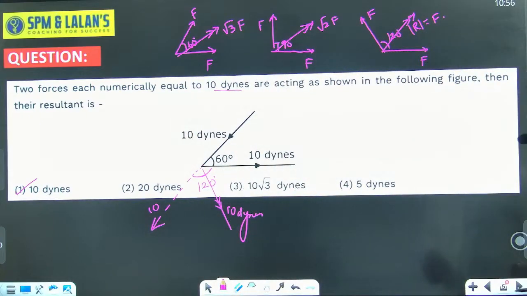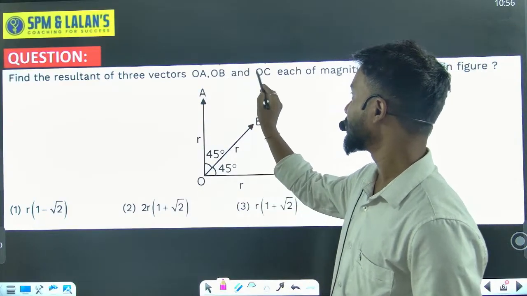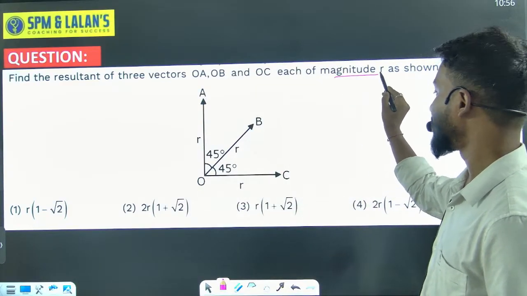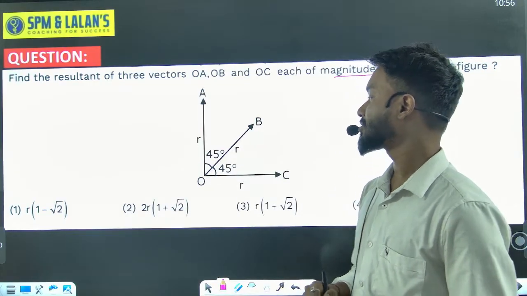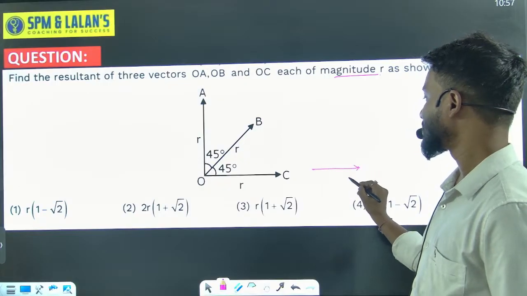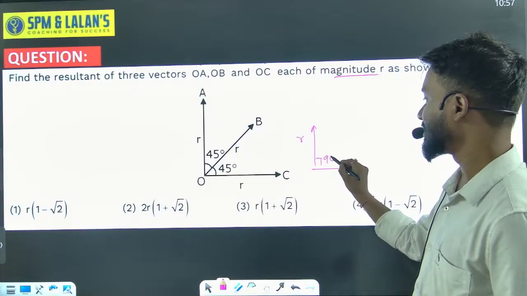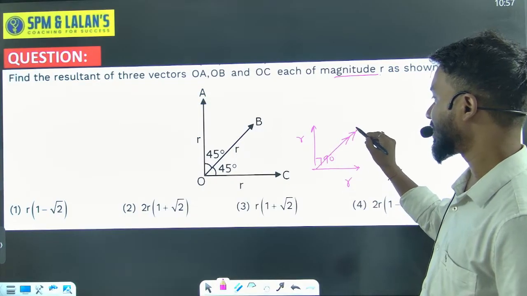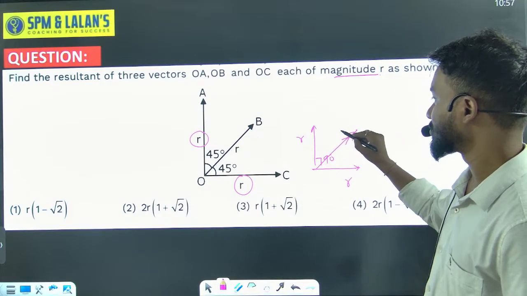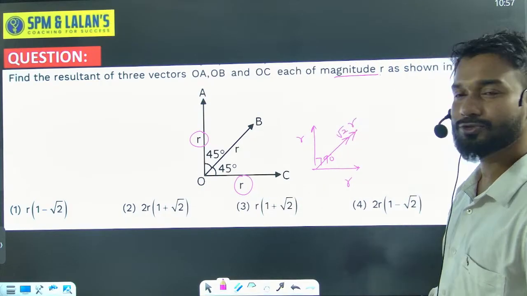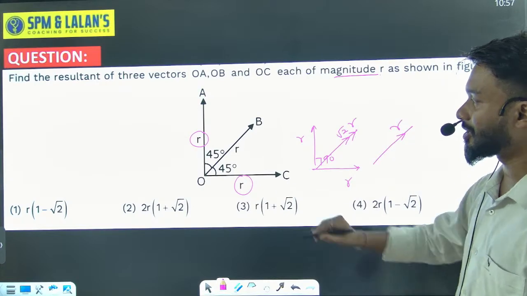Next question you see. Find the resultant of the three vectors OA, OB, OC, each of magnitude R. Their magnitudes are same. So how to solve this question? You can see that this is R, this is R. Each are equal magnitude acting at a 90 degree. So resultant will bisect the angle between them. The resultant of R and R, 90 degree. So resultant of these two will be how much? Root 2R.